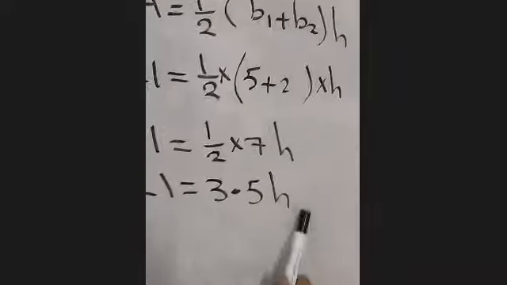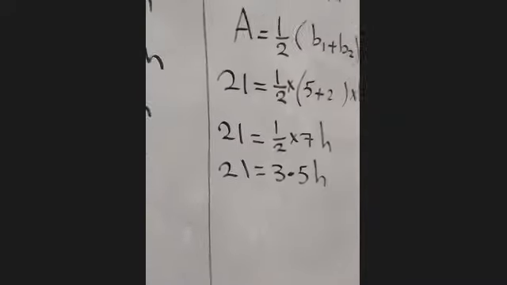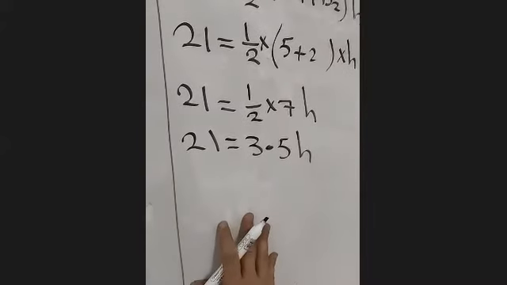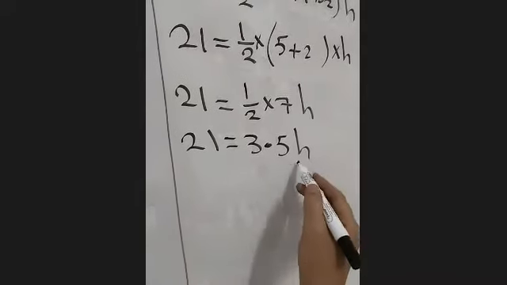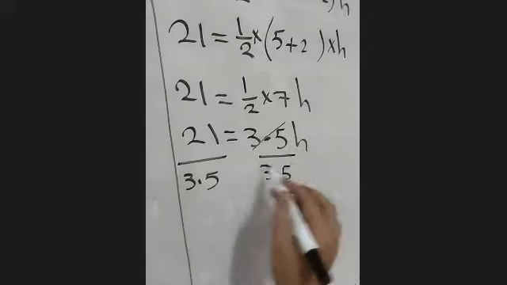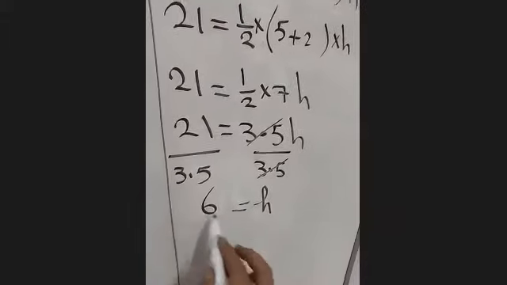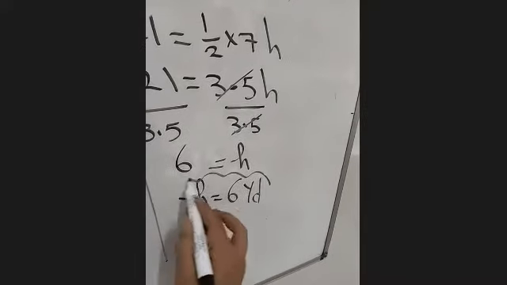Now what do we call this? Multiplication equation. What do we do to solve it? Divide by 3.5 on both sides. Good. So height will be 21 divided by 3.5. You do it, it will be 6 feet. 6 yards, sorry. So the height equals 6 yards. Okay.